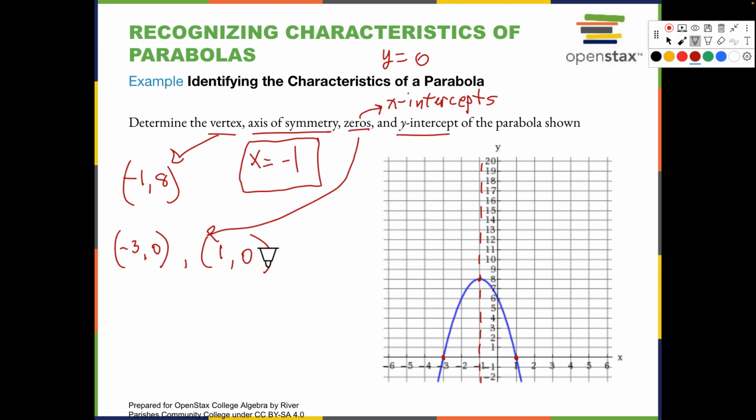Okay, and what we're going to also see is we work backwards. Once we have these pieces of information, we'll actually be able to come up with the equation for the quadratic equation in two different forms. And then the last one is the y-intercept. That's where it crosses the y-axis, and we see that here. That's where x equals 0 and y is a value. So in this case, x is 0, y is 6.